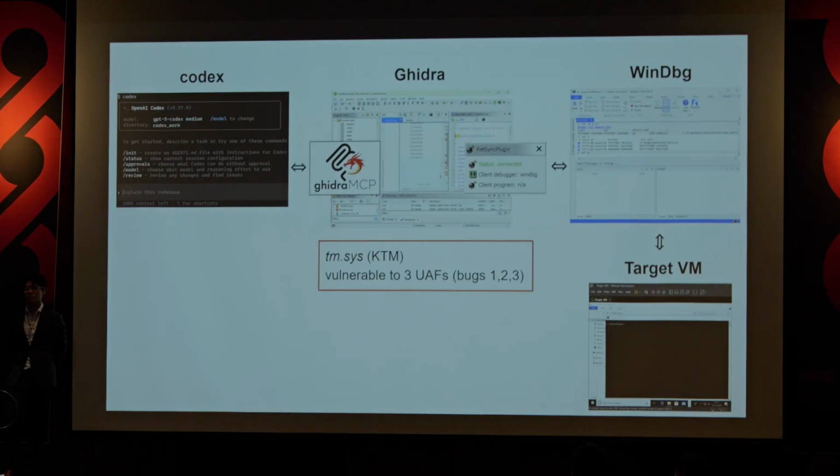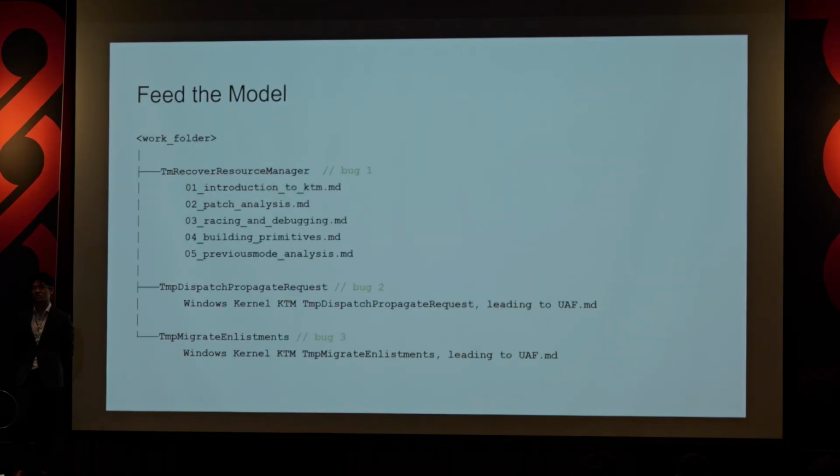Then I'm loading the vulnerable tm.sys into a target VM, and I've attached a WinDbg debugger. This is mainly for manual analysis and debugging. I didn't have an MCP server in WinDbg, but that would be something we could do. I also have ret-sync, which is a great plugin to synchronize WinDbg and Ghidra, so I can easily debug in WinDbg and see the decompiled code in Ghidra. So I have my environment with the vulnerable KTM, and now I can train the model with common patterns.